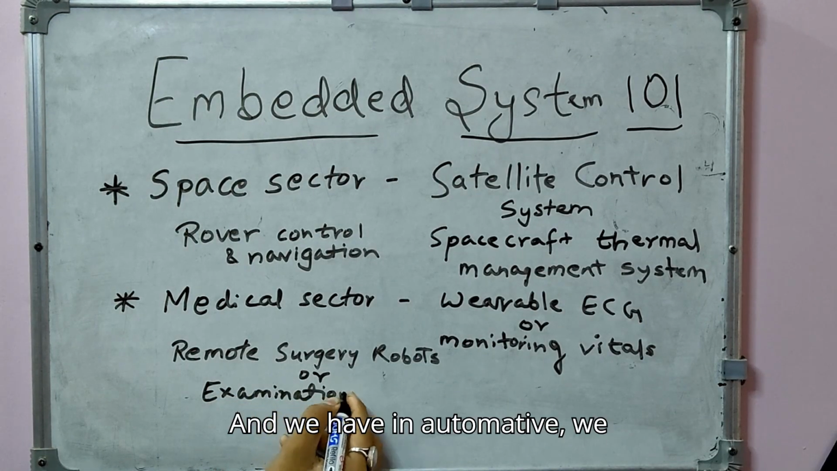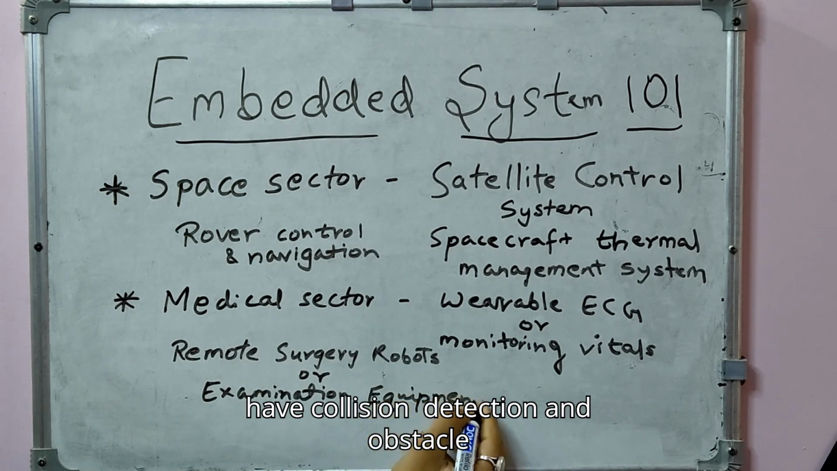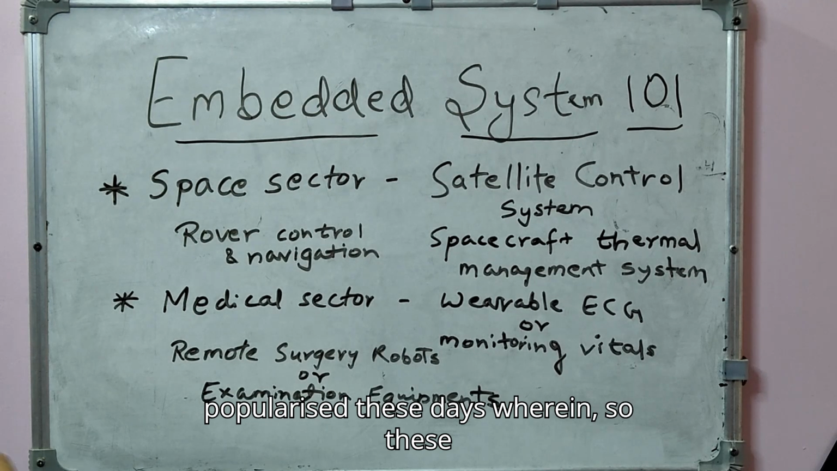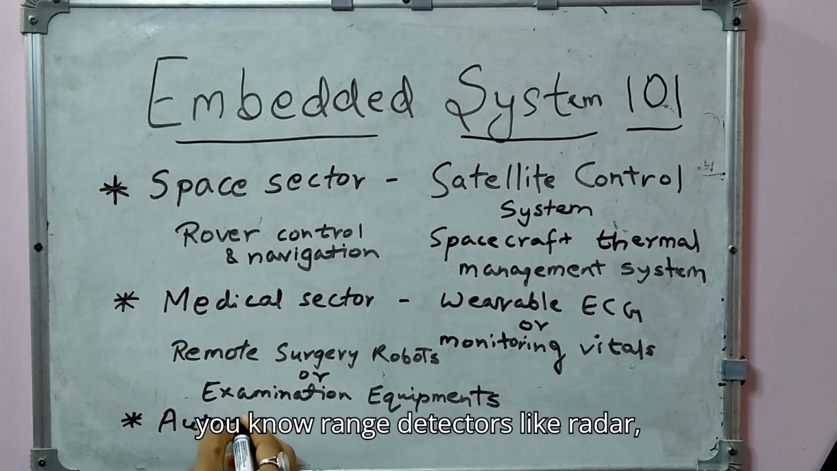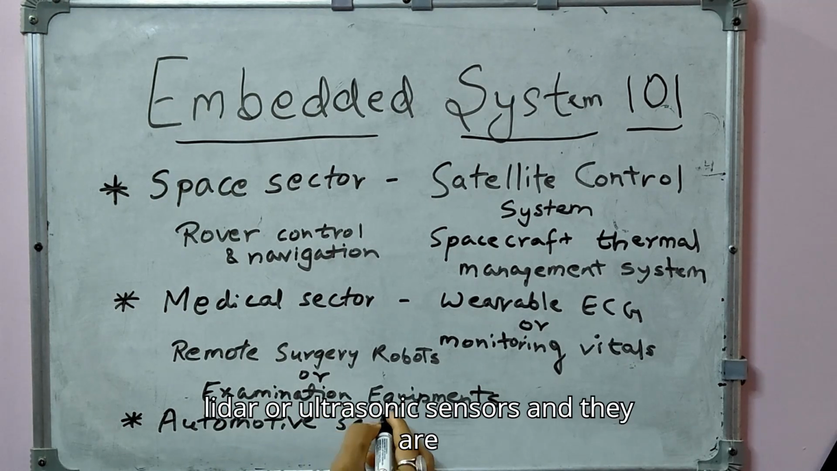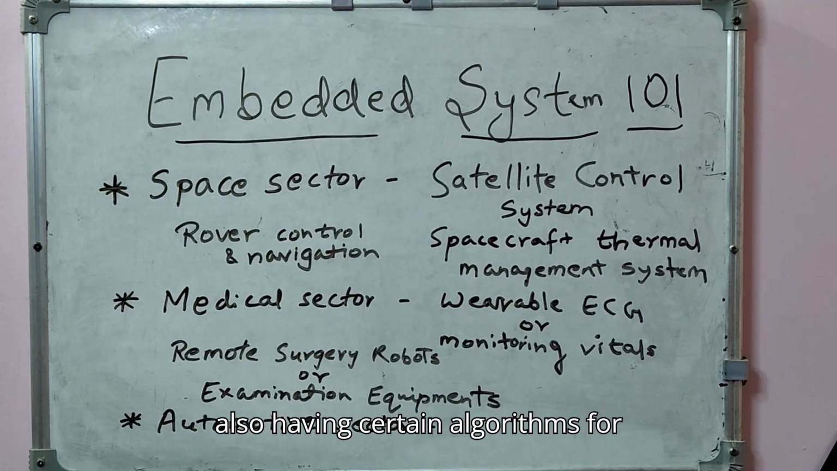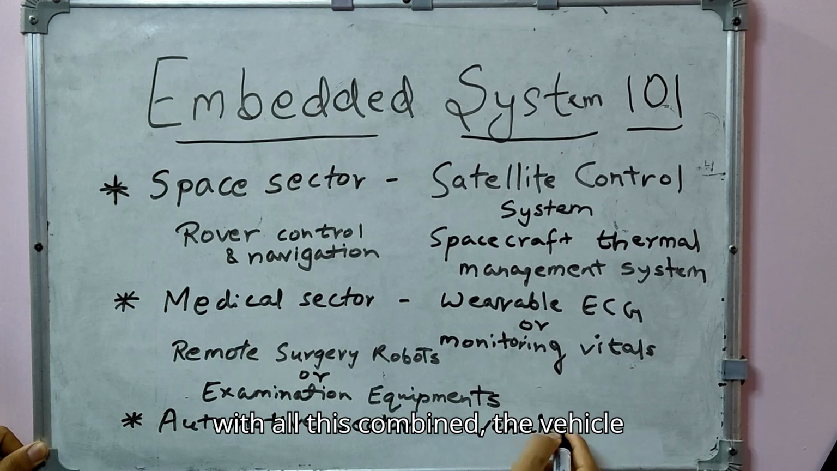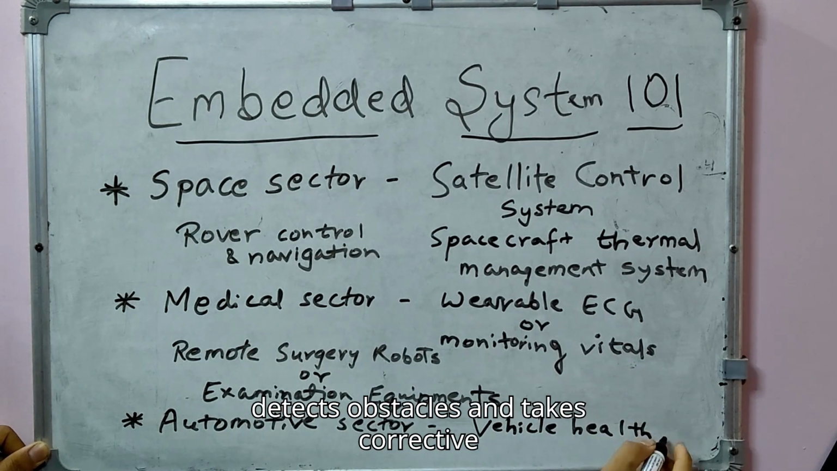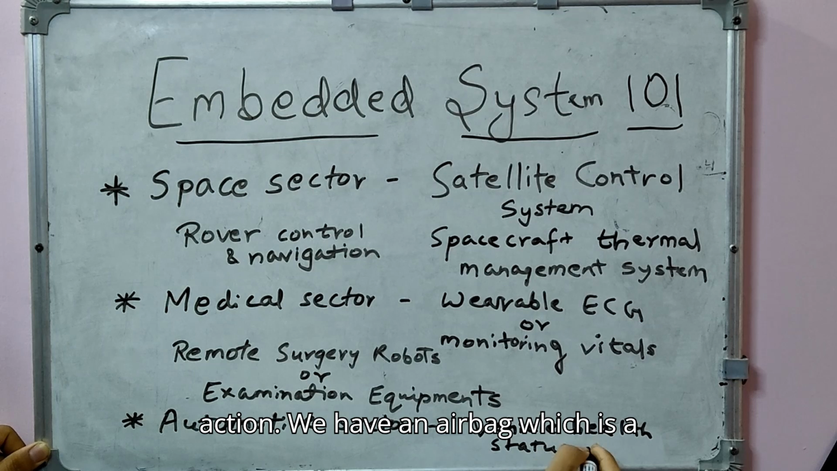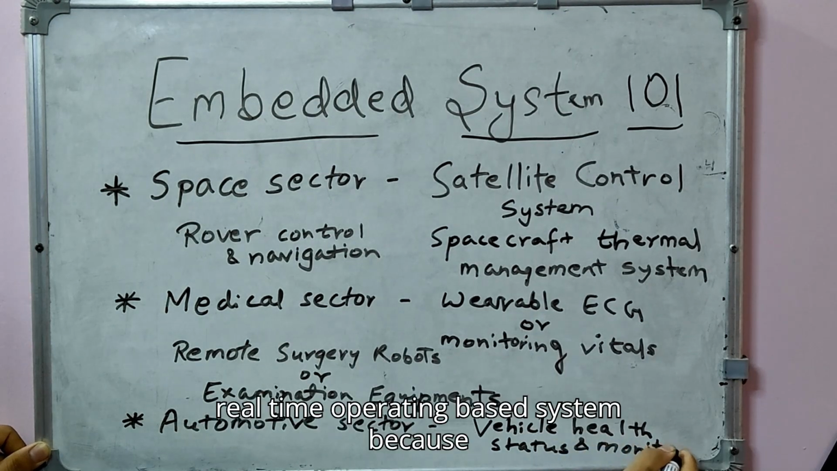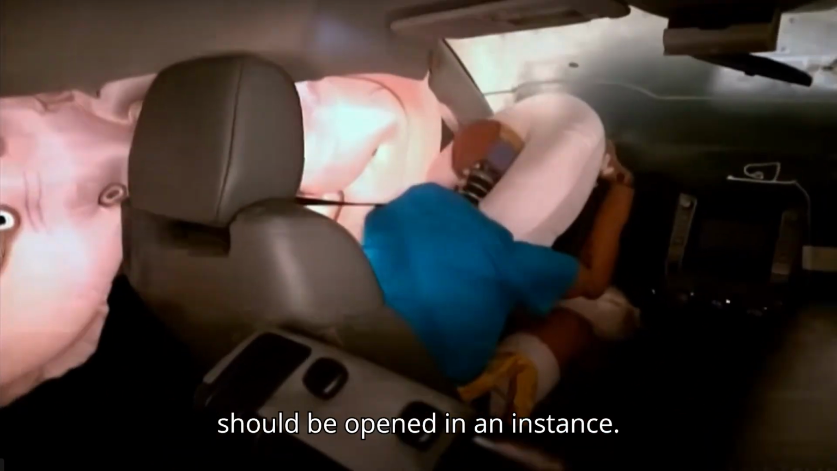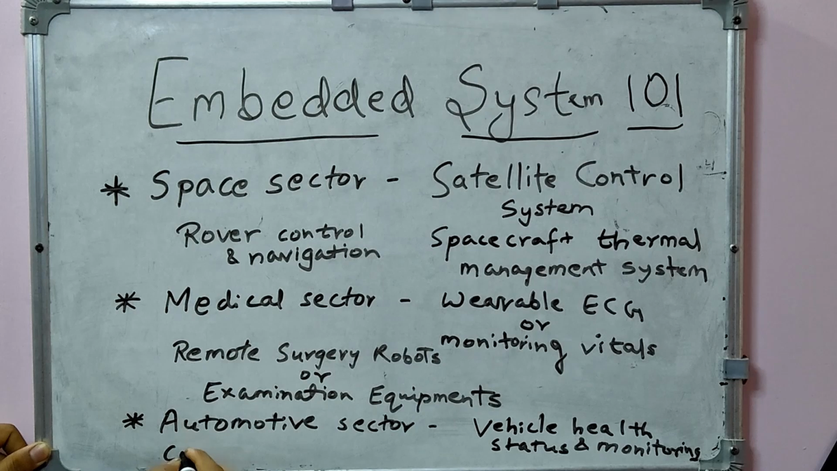Then in automotive, we have collision detection and avoidance systems, pretty much getting popularized these days. These systems make use of range detectors like radar, lidar, or ultrasonic sensors, and they also have certain algorithms for obstacle avoidance. With all this combined, the vehicle detects obstacles and takes corrective actions. We have the airbag, which is a real-time operating system, because you know, bam, accident happens, the airbag should be opened in an instant.